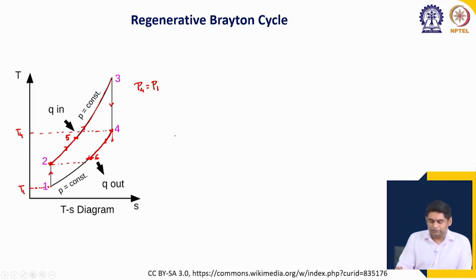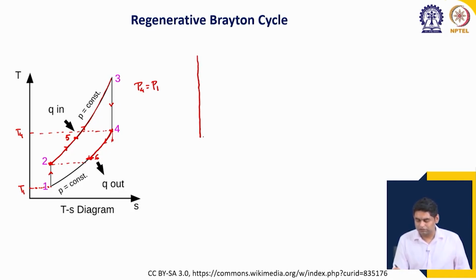Now, there are certain conditions for which this regeneration can be done. Let us say that this temperature T4, let us draw another case. We will draw another standard Brayton cycle, let us say, which has a larger compressor pressure ratio.